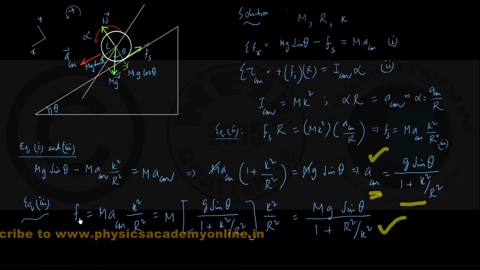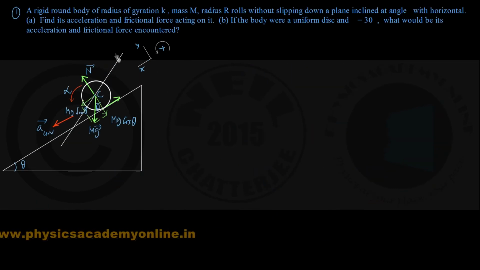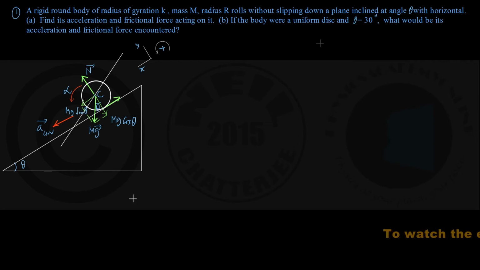You can't write that. This problem 1 also has a second part, that is part B, and that says, let me write it here as well. This angle is theta, and if the body were a uniform disk and theta is equal to 30 degrees, what would be its acceleration and frictional force encountered?